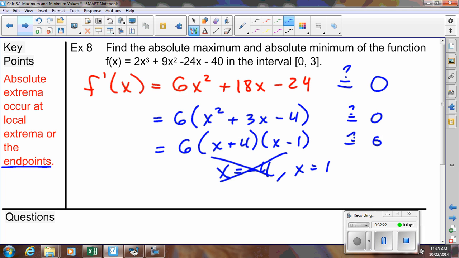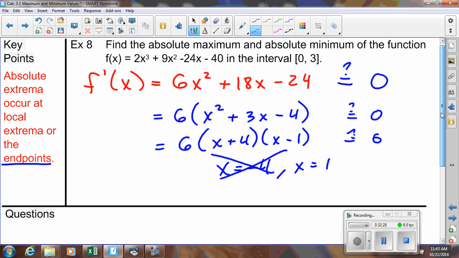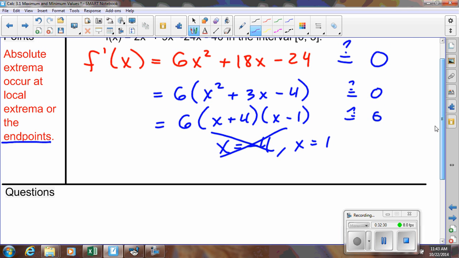The only places that we could possibly get an absolute maximum or an absolute minimum are at the endpoints 0 and 3, or at our critical number. These are the only three places they could possibly exist. Well, that tells us where they might be. Does it tell us if it's a maximum or a minimum? Does it tell us really anything? We know that there are only three places to check. That's great, but we don't know which is the highest for a maximum, which is the lowest for a minimum.